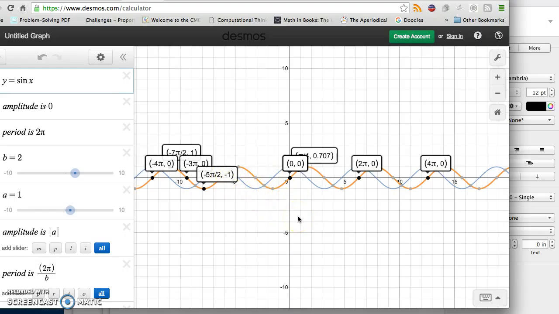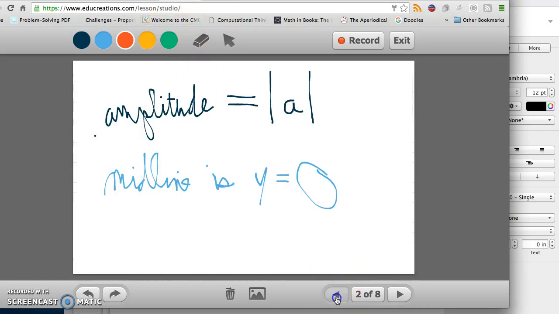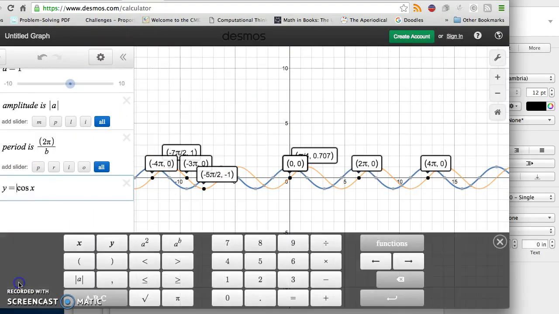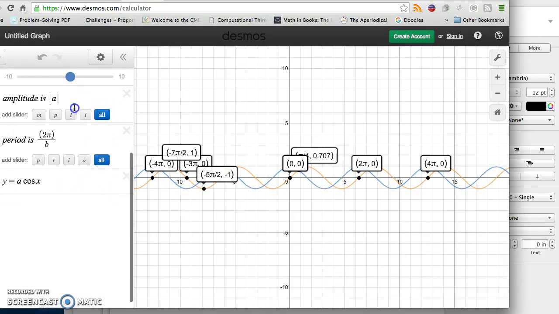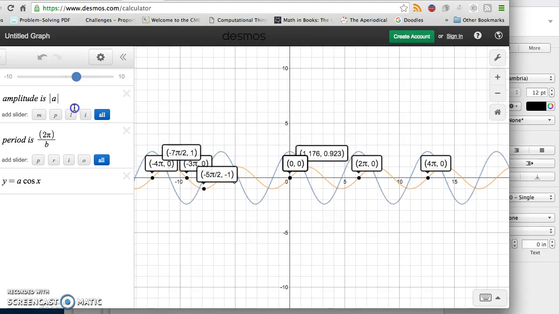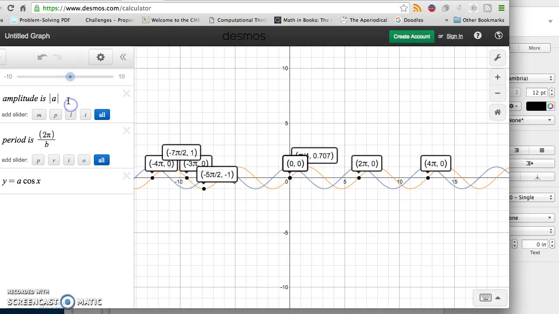So we've got the same shape, same amplitude, same period, same midline. Some way we can summarize this is we can say the amplitude for both these functions is, now I said it was 1 for y equals cosine x, but if I call this y equals a cosine x and I move a, the amplitude will change, right? Just like it did with the sine function.